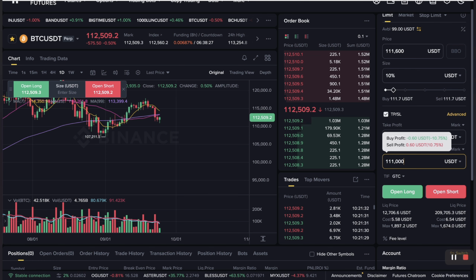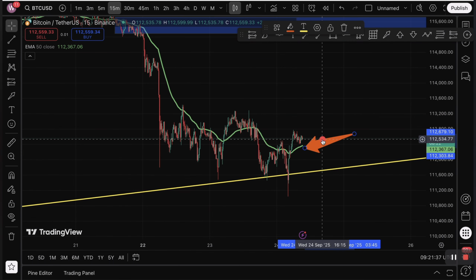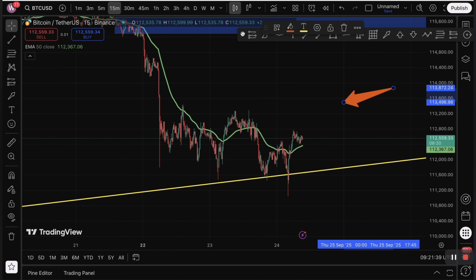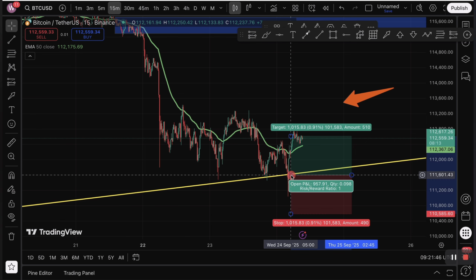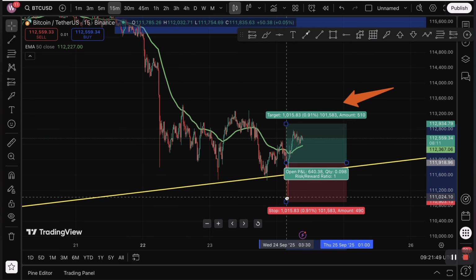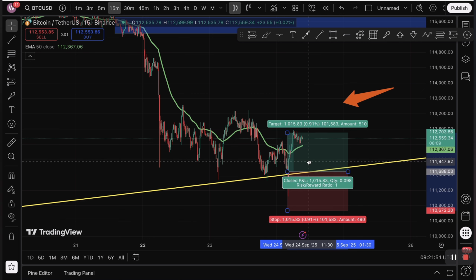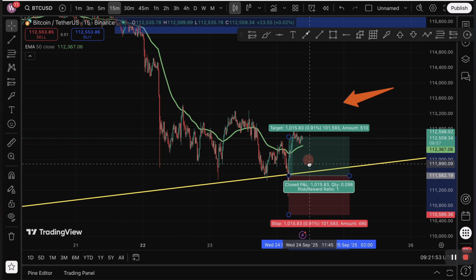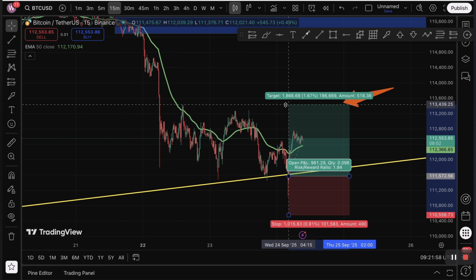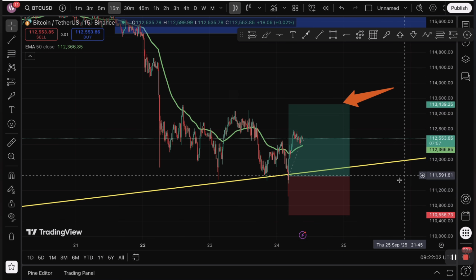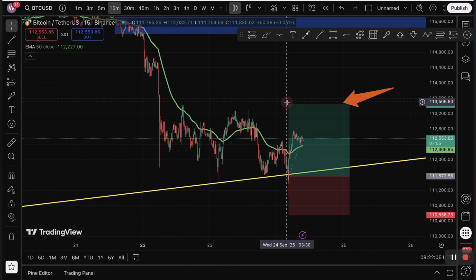So let me even show you on the TradingView. You can see this is where I want to buy, my long position. I'll be placing around this zone, this area again. I'm placing my buy around 111,600 to this zone, either around 113,000. That's the area I want to take my TP.